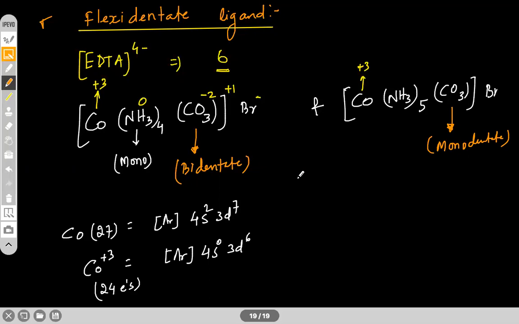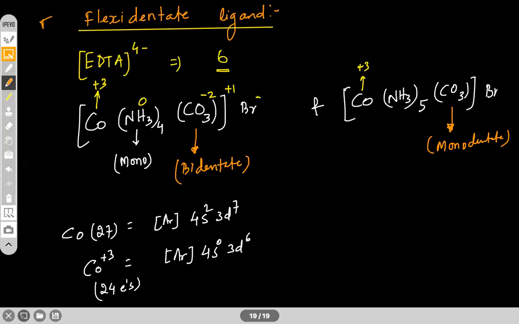You can think, why not four NH3 donate and two donate from this side? That is not possible because NH3 is a monodentate ligand, and if it is written here, it means it is bonded to the cobalt. So we have to consider all monodentate ligands first, then we move on to the polydentate ligands.